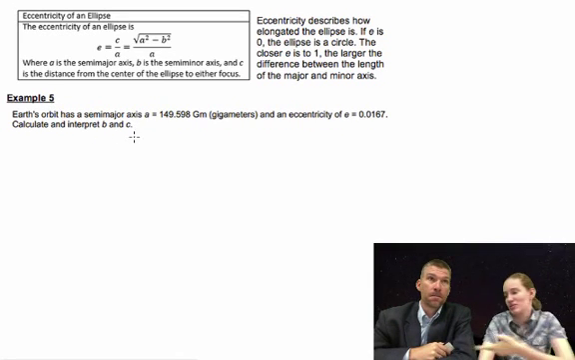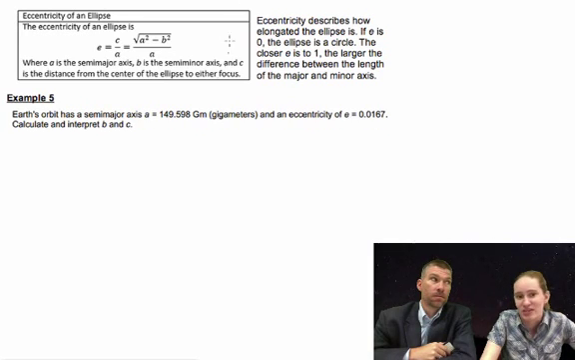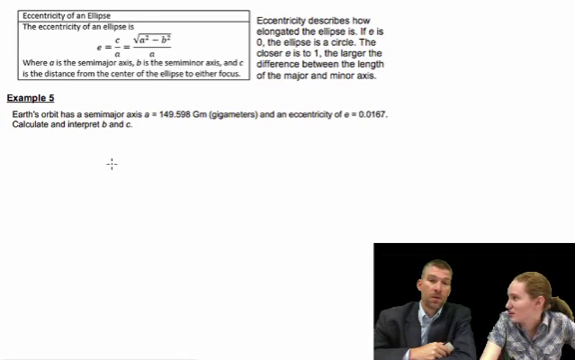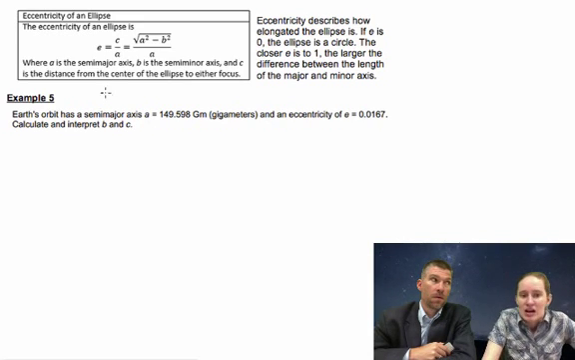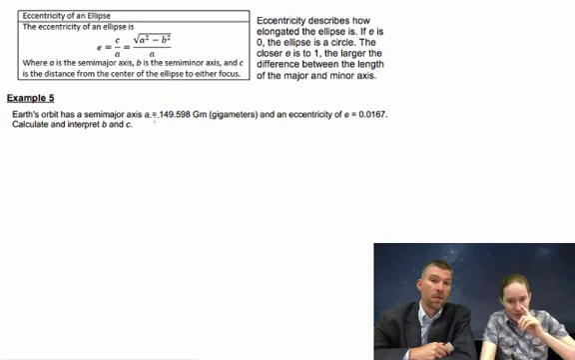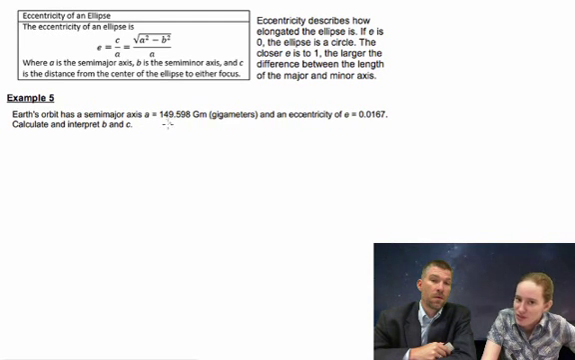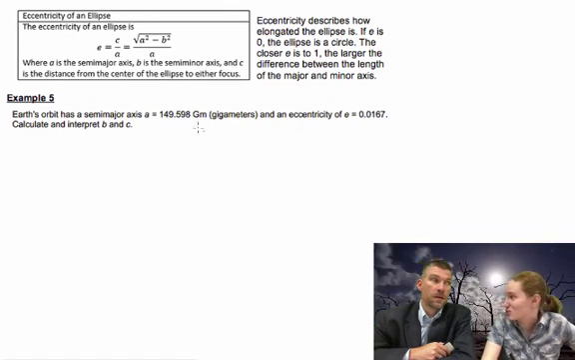So on example 5, we're going to talk about what we were talking about a second ago about the Earth's orbit, that it's not actually a circle, it's an ellipse. Now, it may kind of be close to a circle, but it's actually an ellipse. So it has a semi-major axis, A equals 149.598 gigameters, which is like a cool unit.